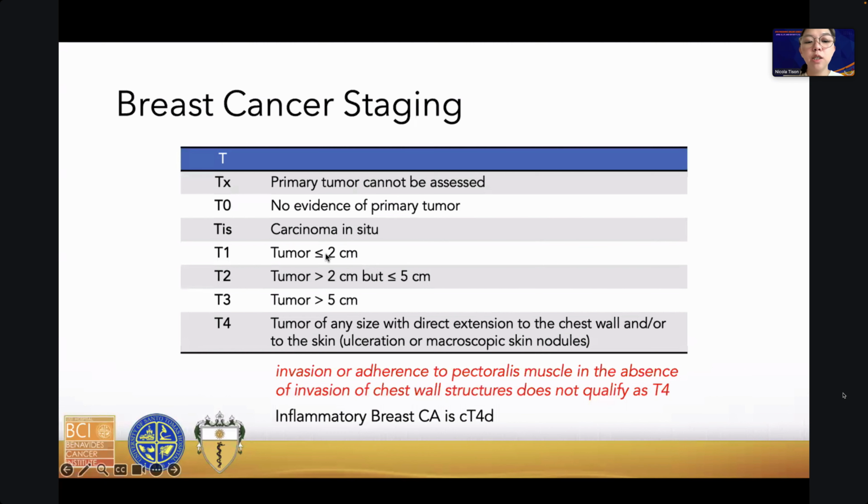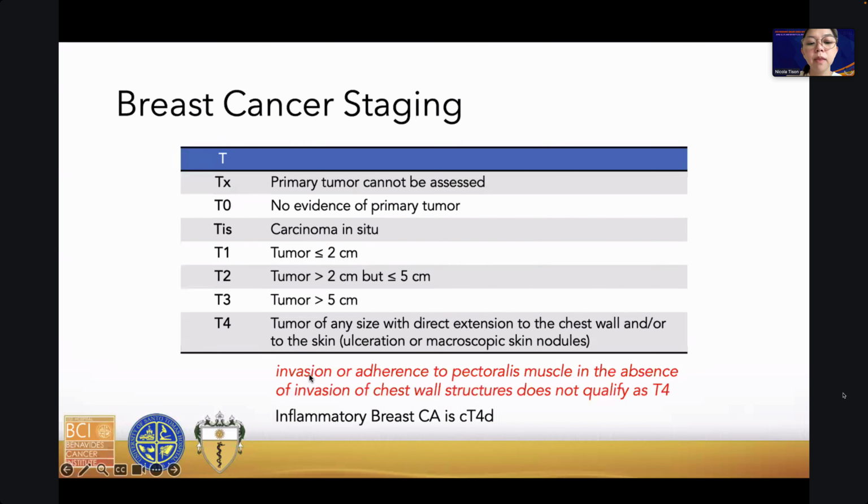So if it's smaller than that, or less than or equal to 2 cm, that's a T1. Anything greater than 5 cm is a T3. Anything that involves the skin, you have ulceration, you have skin nodules, would be a T4, as well as direct extension to the chest wall.